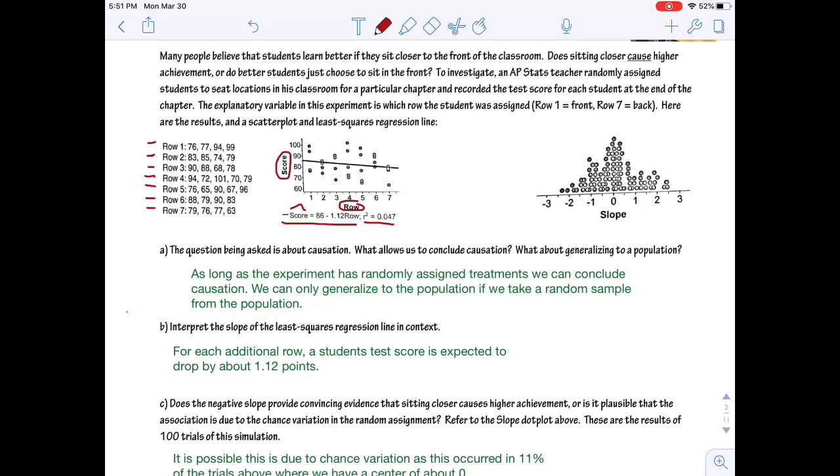The first question they asked is about causation. What allows us to conclude causation, and also generalizing to the population? Remember, correlation does not mean causation. We can conclude causation, again, as long as the experiment has randomly assigned treatments. So as long as the experiment has these randomly assigned treatments, we can conclude causation. So in this case, you were randomly assigned a seating location, because that would be our experiment here, our treatments. And then in order for this to be about the population, we need to take a random sample from the population.